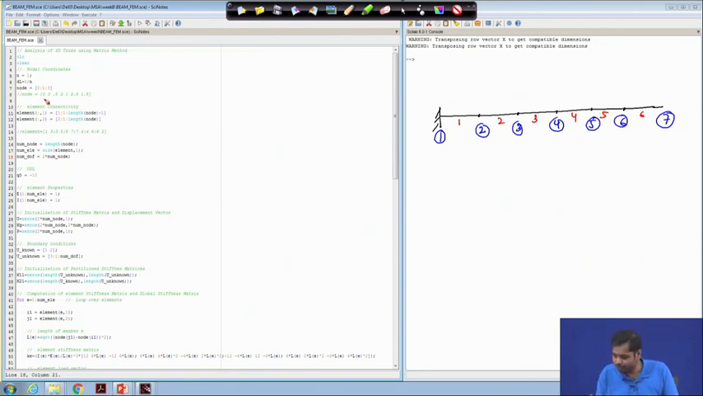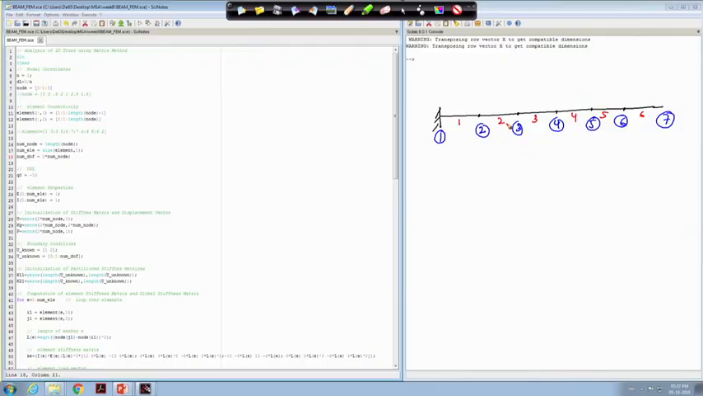So, node coordinates: the entire length is 3, and that is equally divided into 6 parts. So, whatever the length of each element, we can obtain. But again, not necessarily that all the elements have to be of the same length. We can have elements with different lengths as well. For the demonstration purpose, let us take all the elements having the same length. So, these are the elements.